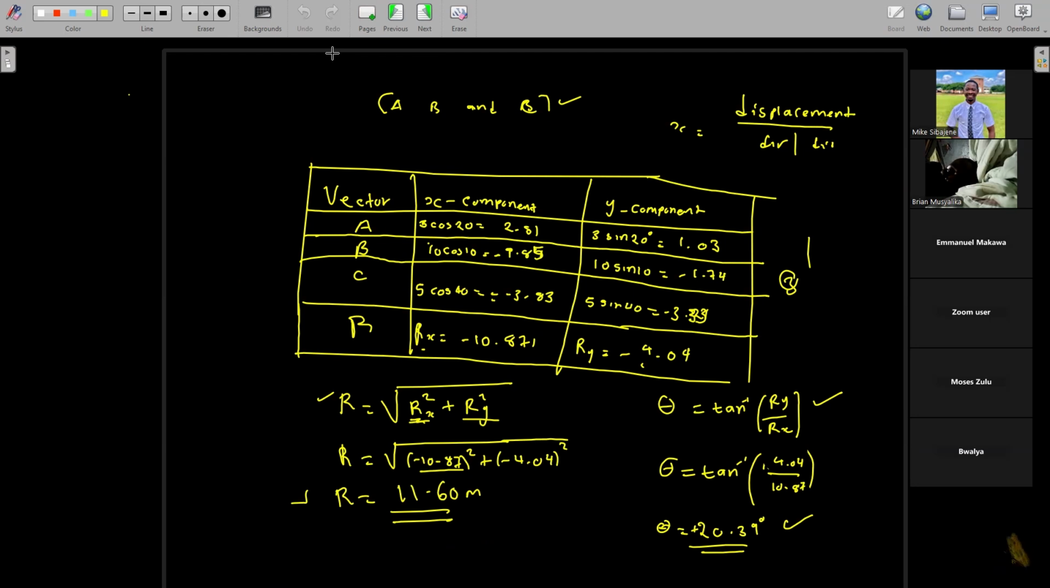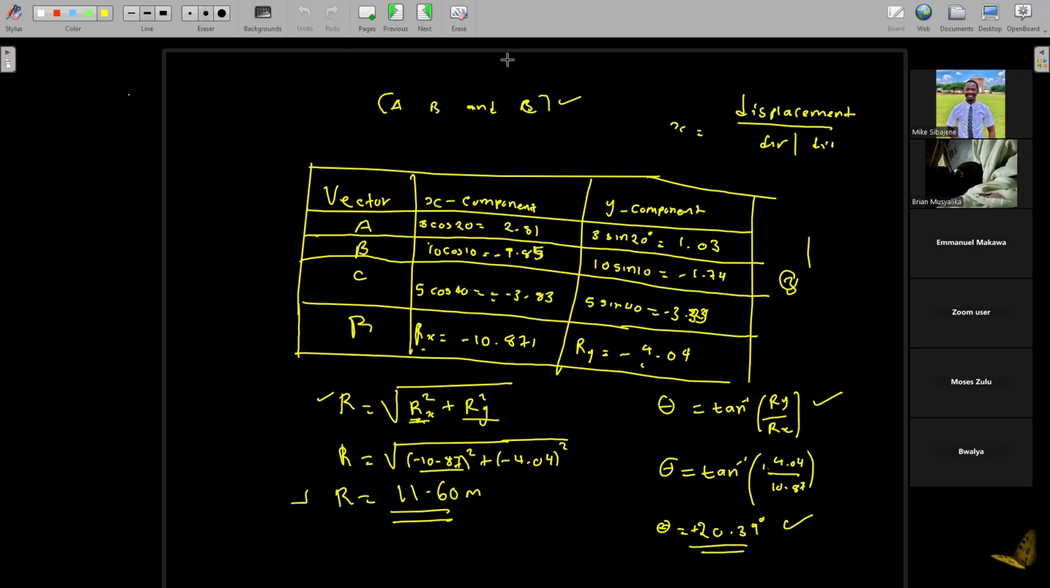Unless the question is asking you to draw it on the graph. But in this case, they just said find, so no need of drawing. If they say draw, you have to draw. But if they just say find the resultant displacement, you just find the resultant displacement. Are we together? One more question, sorry. Yeah, you can ask.